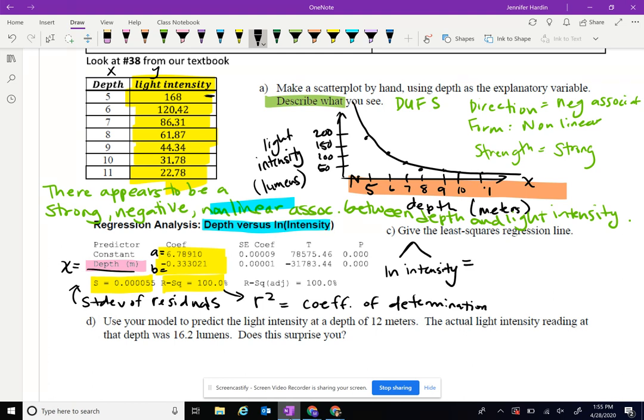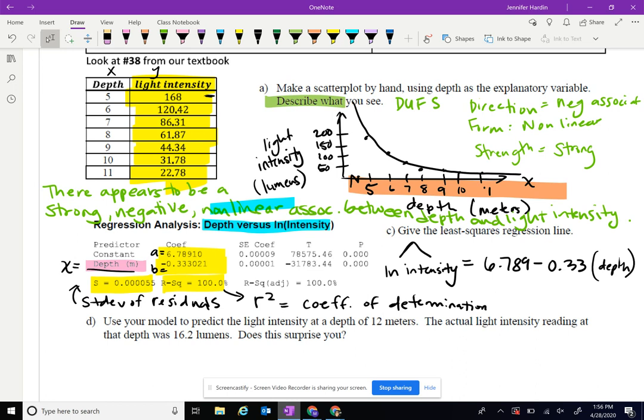Okay. And it's equal to A plus, minus, slope is negative 0.33. Okay. And we're plugging in depth. So if you want to define X and Y, you can, but I'm just going to use the word. So the natural log of intensity is the thing that we're predicting. And then just like yesterday where we plugged in, we want to do the same thing. So use that model to predict light intensity at a depth of 12 meters.